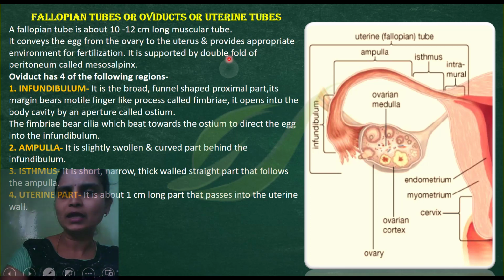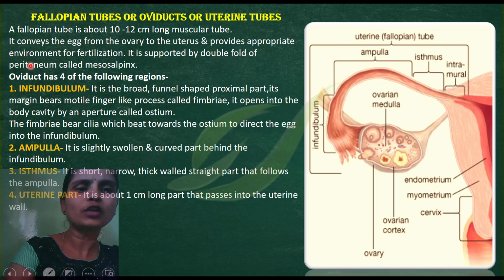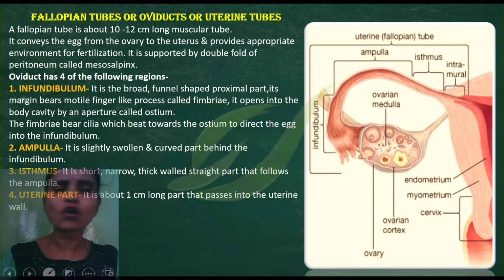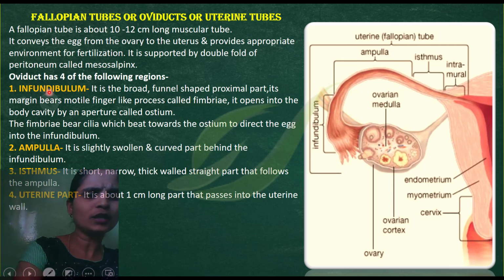The fallopian tube is also supported by a double fold of peritoneum, which is called the mesosalpinx. At this region there is a double fold of peritoneum, a serous membrane, and this membrane we call the mesosalpinx. The complete oviduct is divided into four parts: infundibulum, ampulla, isthmus region and uterine part.